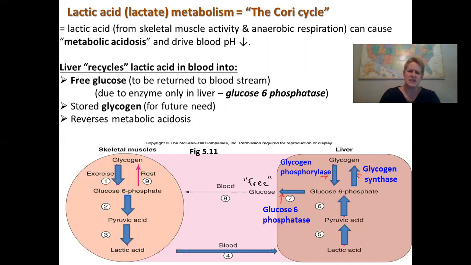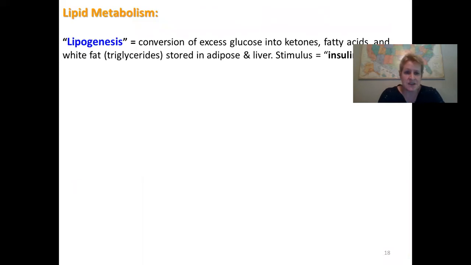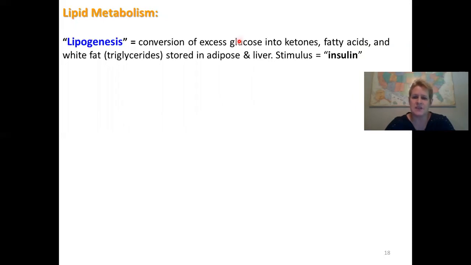Okay, so let's move on from lactic acid to lipid metabolism. Lipid metabolism includes making lipids, lipogenesis, or breaking them down. Lipogenesis has the word genesis in it, and lipo in front of it means lipid, the making of lipids. Now this is the production of lipids from excess glucose, okay? So you can pretty much be sure that this glucose will be turned into pyruvate, and then the pyruvate will go on through several metabolic steps into the creation of these lipids.